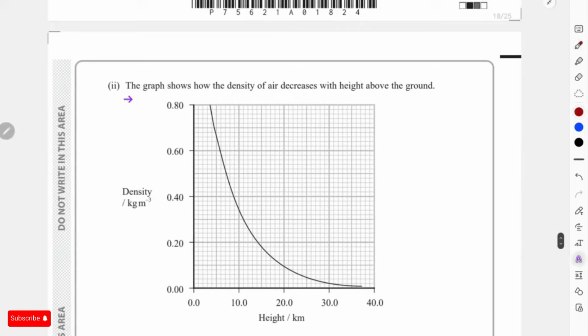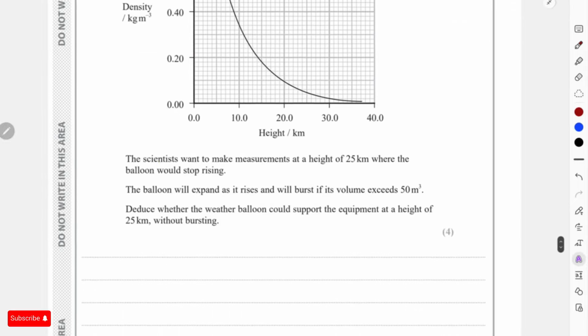Okay, so for part B2, it says the graph shows how the density of the air decreases with height above the ground. This is the graph with height and density, and it says the scientists want to make measurements at a height of 25 kilometer where the balloon would stop rising. The balloon will expand as it rises and will burst if the volume exceeds 50 centimeter cube. Deduce whether the weather balloon could support the equipment at a height of 25 kilometer without bursting.